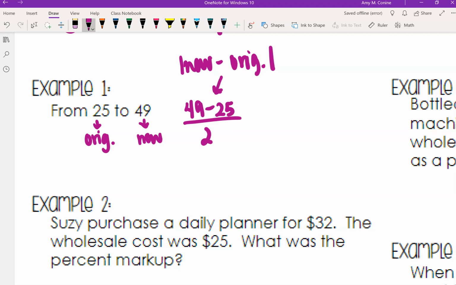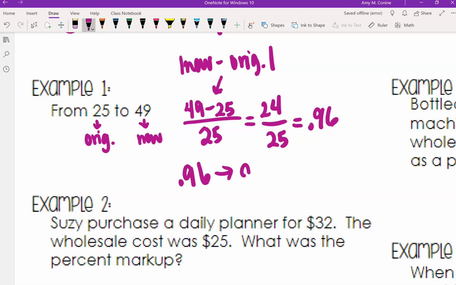And then you're going to divide it by your original. This is that formula we just talked about. So 49 minus 25 does give you 24. It should be a positive number. So then we're going to find the percent. So 24 divided by 25, we get 0.96. 0.96 as a percent is just 96%. So you could say that this had a percent increase of 96%. And I always like to use an arrow for increase if I want to show that.